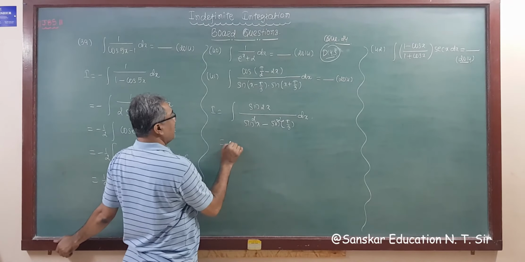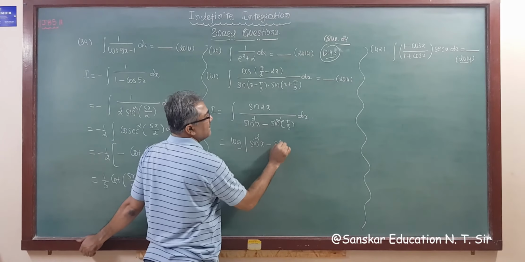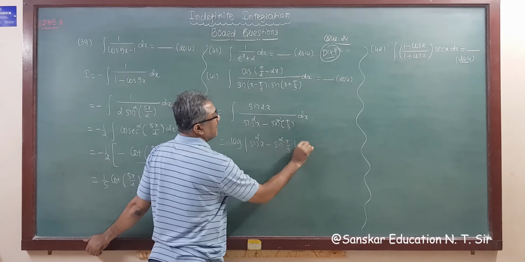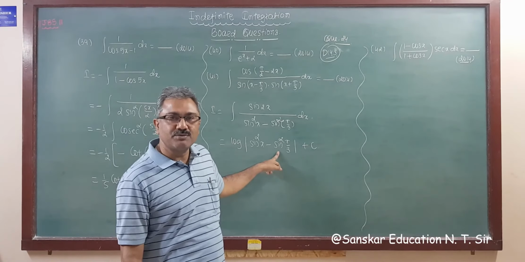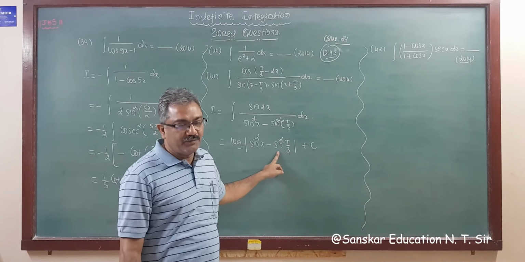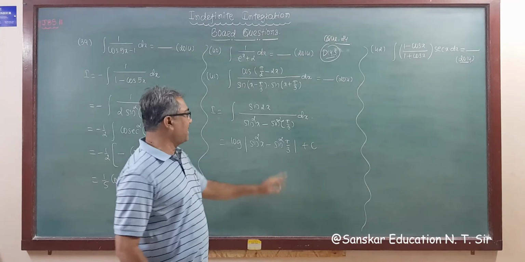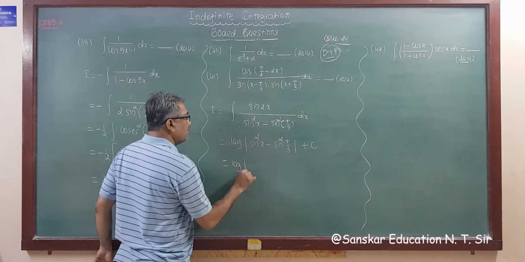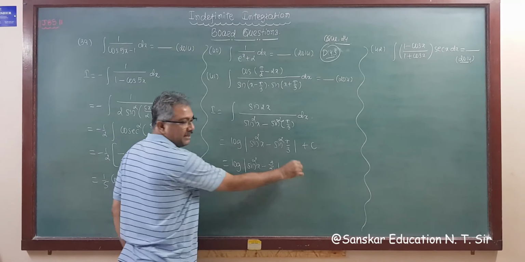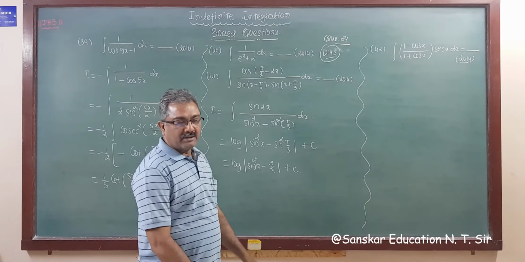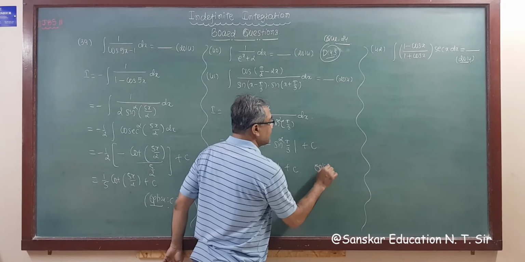So log mod sin square x minus sin square pi by 3 plus c. But sin square pi by 3, that is sin 60, is root 3 by 2, so 3 by 4. So your proper answer in this question, that is question 41, is sin square x minus 3 by 4. So the answer is log mod sin square x minus 3 by 4 plus c, that is option number A. So option A is your correct answer.